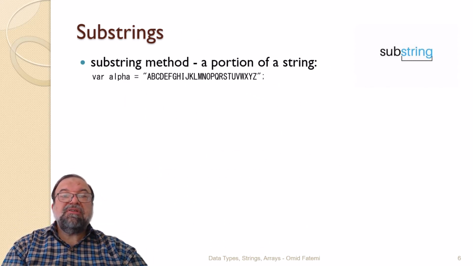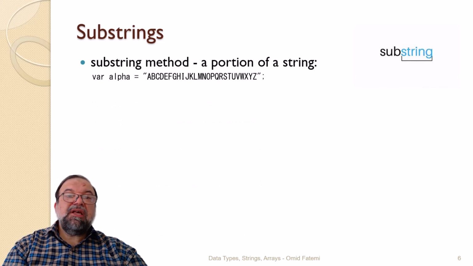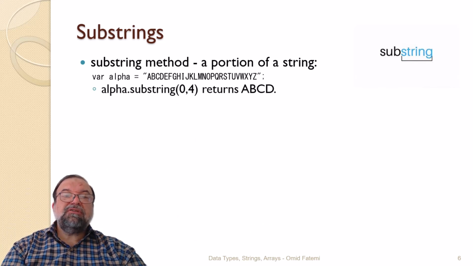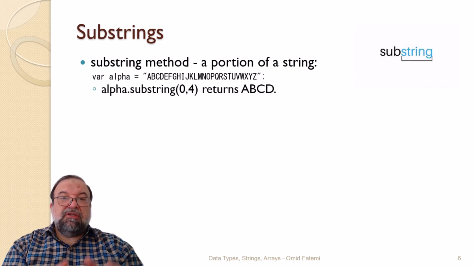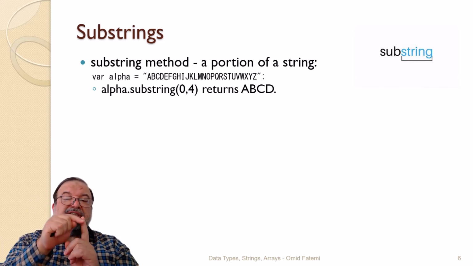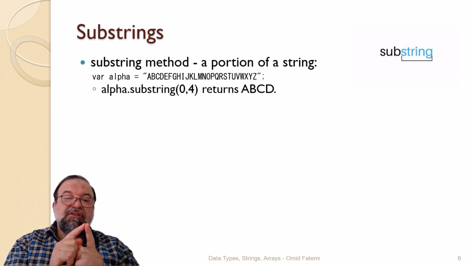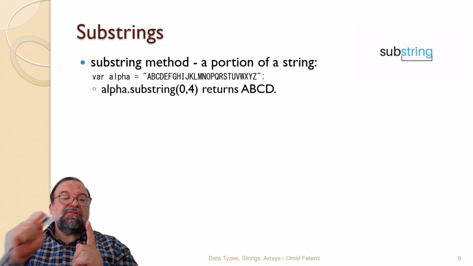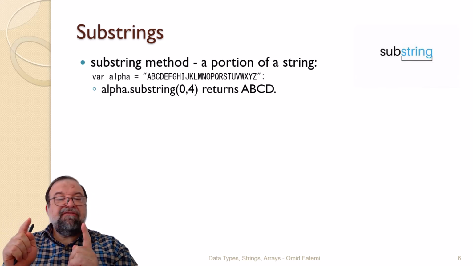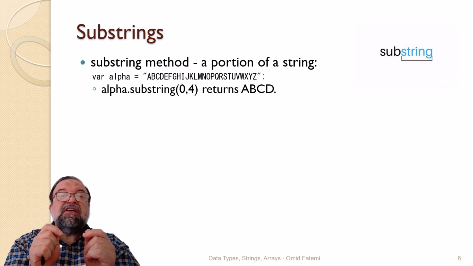Sometimes you want to have a portion of the string. So there is a substring method in JavaScript. For example, consider alpha as this string, which has 26 characters. Then you write alpha.substring, a method. In parentheses, as parameters, you put 0 and 4. 0 means the first index, the beginning of the substring, and the string starts from 0. So 0 is the first character and 4 is the fifth character, but this is exclusive, not inclusive.